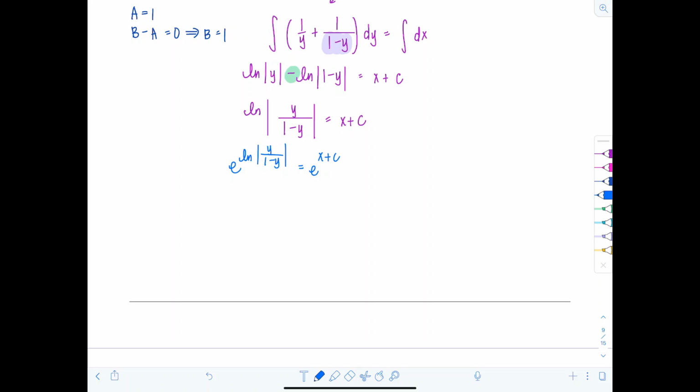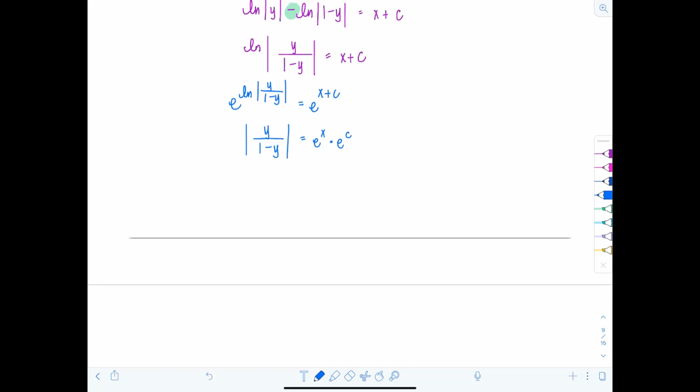Lovely. So now on the left-hand side, all we have is absolute value y over 1 minus y. And then do you remember how we wrote up the right-hand side? When you have addition in that exponent, you rewrite it as e to the x times e to the c. What do we want to do from here? So we want to drop those absolute value bars, say bye-bye to them. So y over 1 minus y equals, now I need a plus or minus here. And I'm going to switch them around, right? E to the c first and then e to the x after.